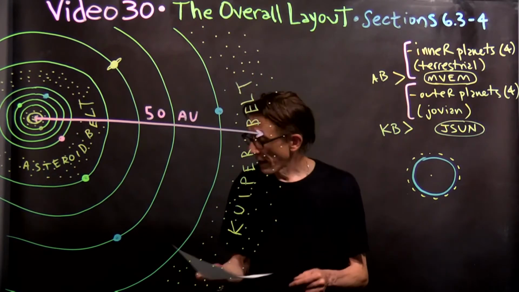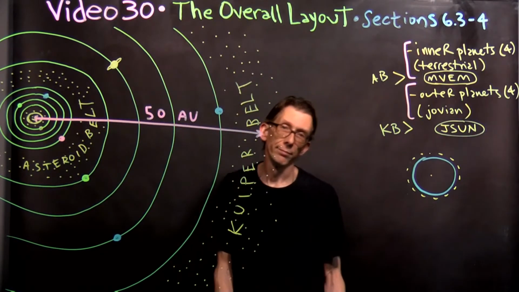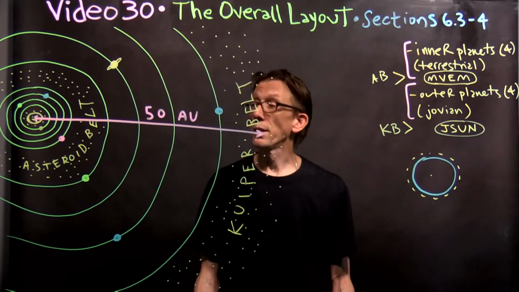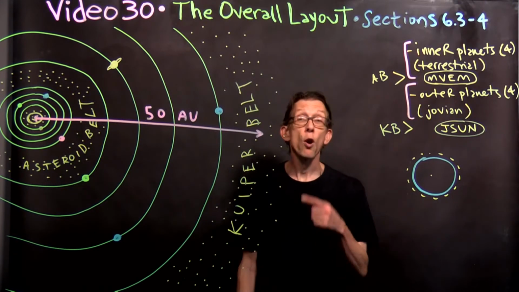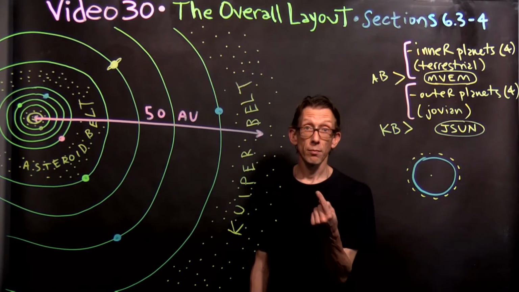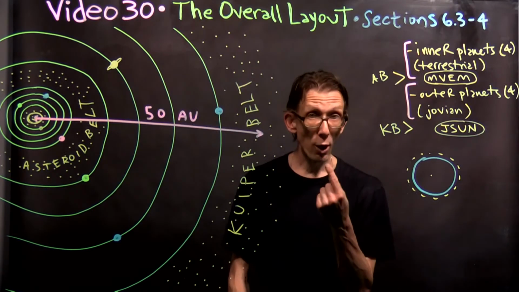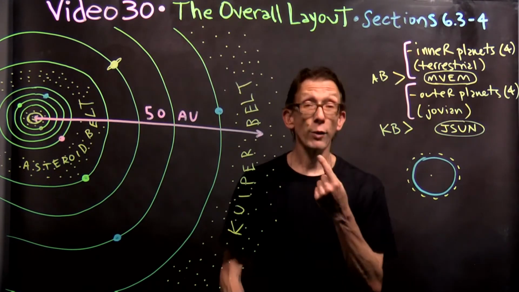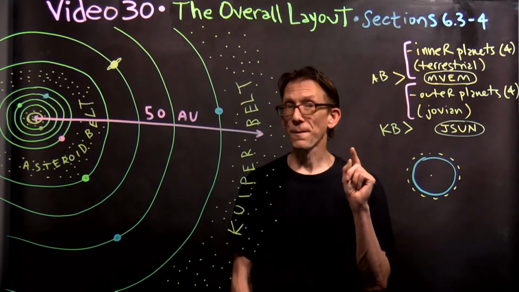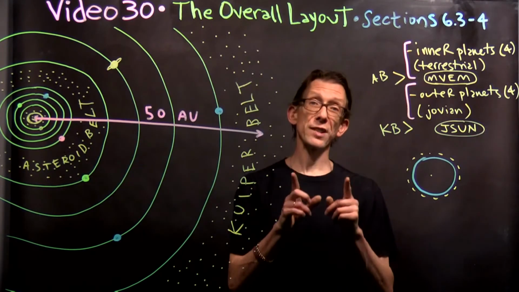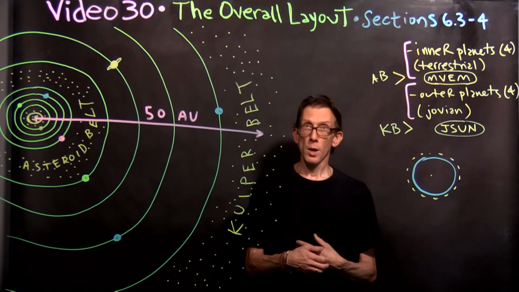Finally, the inner planets, the small ones, tend to rotate slowly. They have relatively large rotation periods. If it's rotating slowly, that means it takes a long time to rotate once, which means it has a large period. Large period means slow rotation. Small period means fast rotation. The outer planets have much faster rotation rates than the inner planets do. So that's the overall layout.